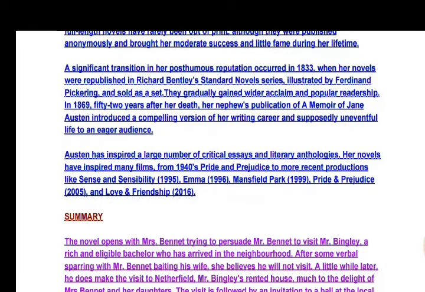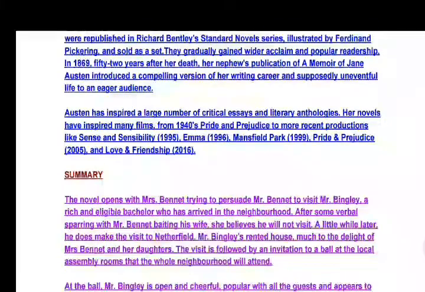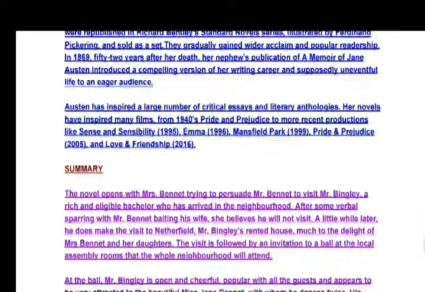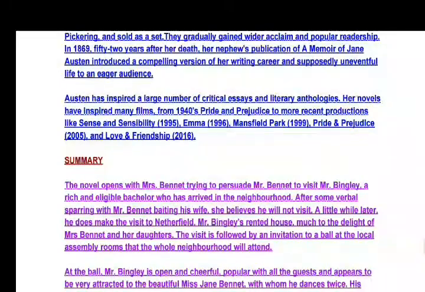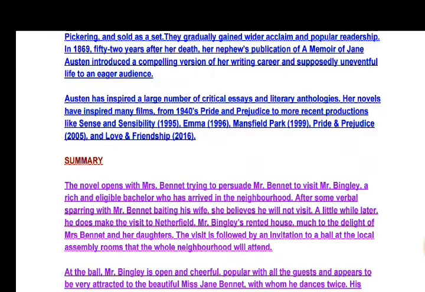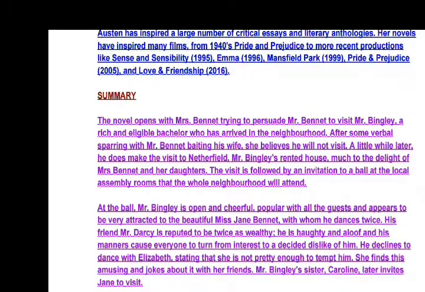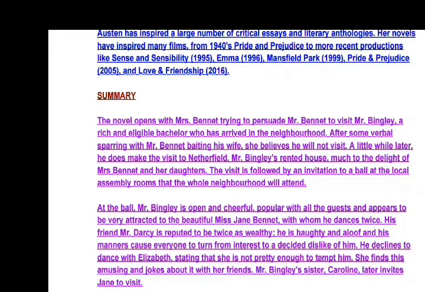Austen has inspired a large number of critical essays and literary anthologies. Her novels have inspired many films, from the 1940 Pride and Prejudice to more recent productions like Sense and Sensibility 1995, Emma 1996, Mansfield Park 1999, Pride and Prejudice 2005, and Love and Friendship 2016. Now let's talk about the summary of this novel.